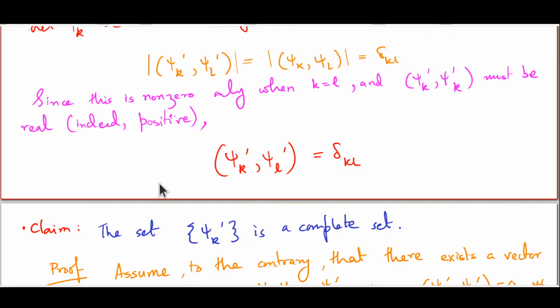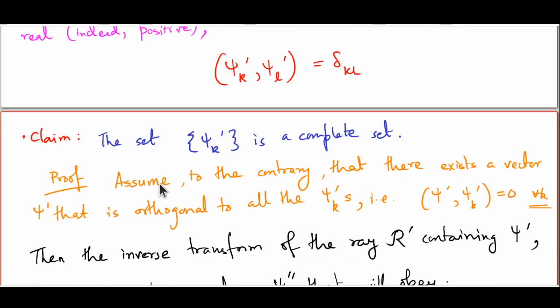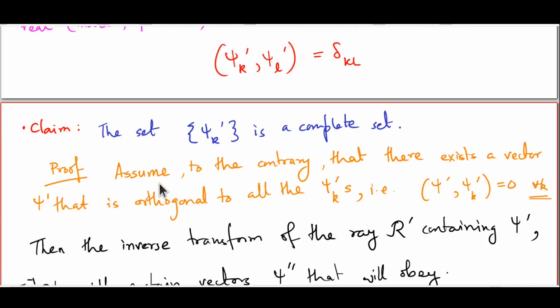Now, assume to the contrary that they are not complete. This is the way we are going to prove this result, by contradiction. So, if this set is not complete, then there must exist a vector psi prime which is orthogonal to all the psi k primes. In other words, the inner product psi prime comma psi k prime has to vanish for all k.